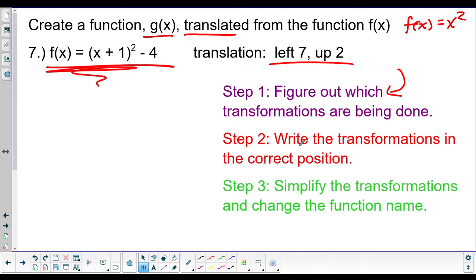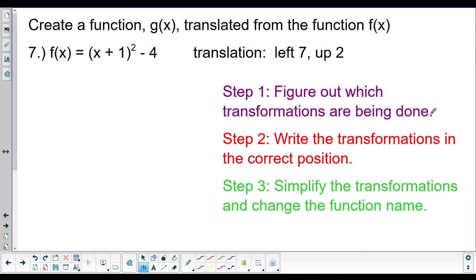Then we're going to write the transformations in the correct position, and we're going to simplify with what's already there. Then we're going to change the function name to match what they want. Okay, so let's try that. So let's figure out what our transformations are. Let's find h and k.